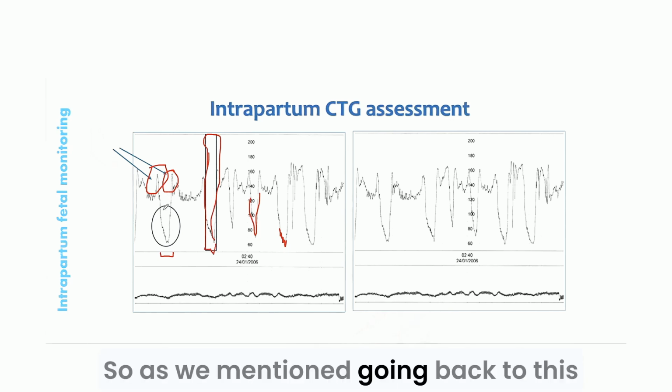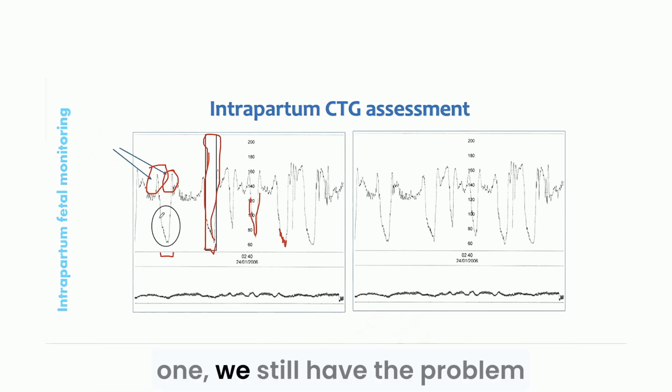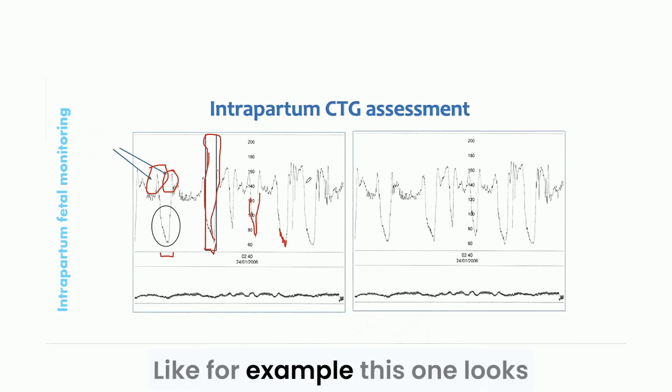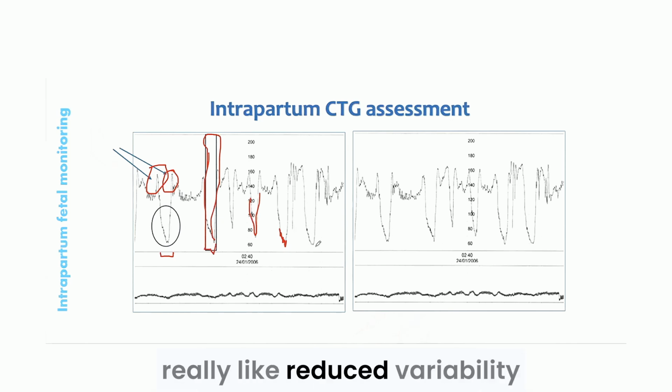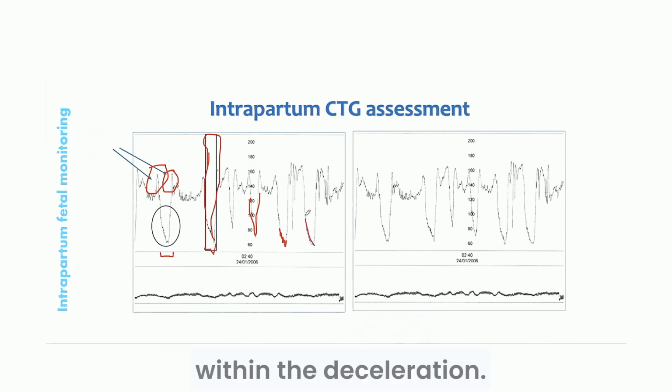Going back to this one, we still have the problem of reduced variability. In most of these, for example this one, it looks like reduced variability within the deceleration. So that still counts as a concerning feature.